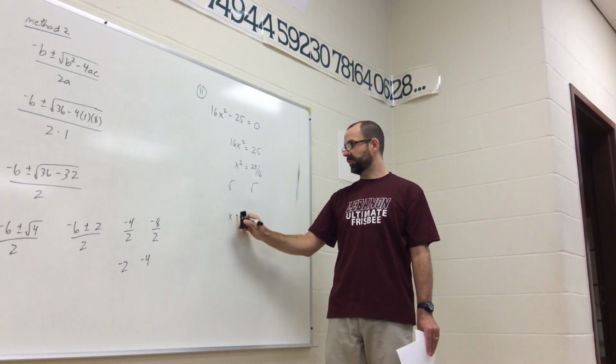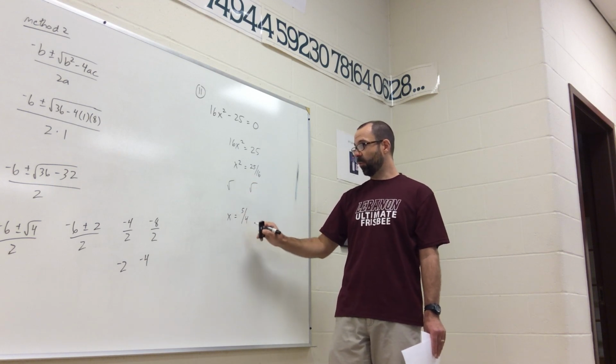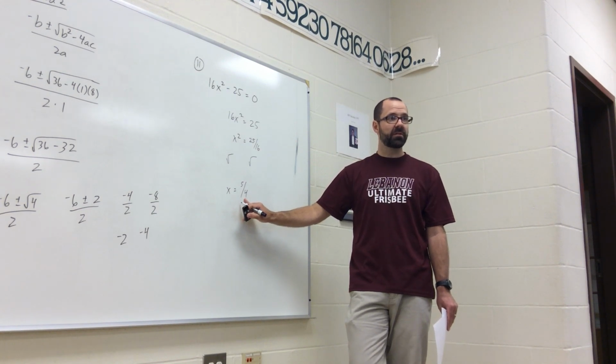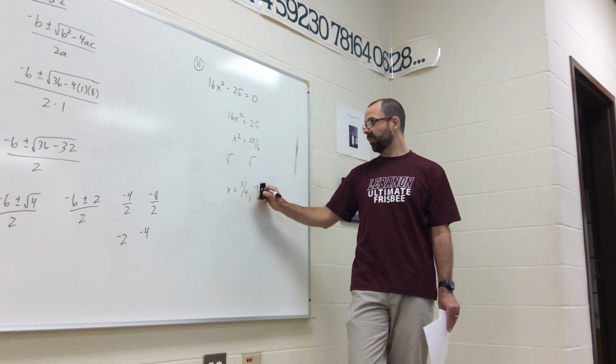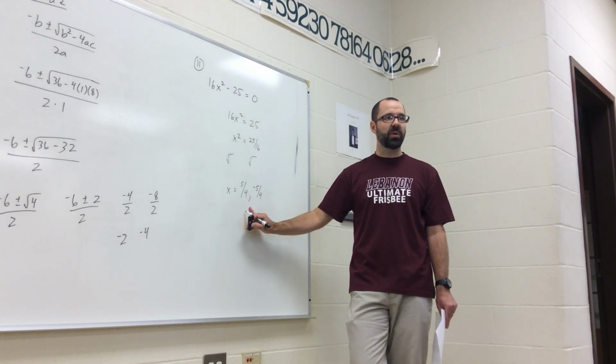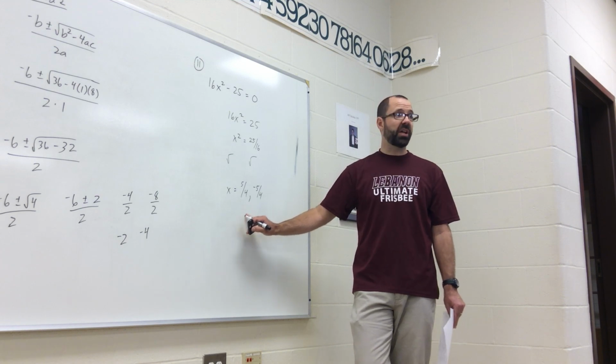So this will come out to, the square root of 25 is 5. The square root of 16 is 4. So the answer is 5/4. Or negative 5/4. Because remember, when you take a square root, you get 2 answers. All right, everybody okay with number 11?